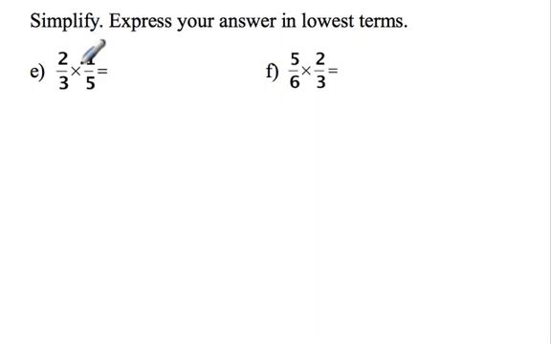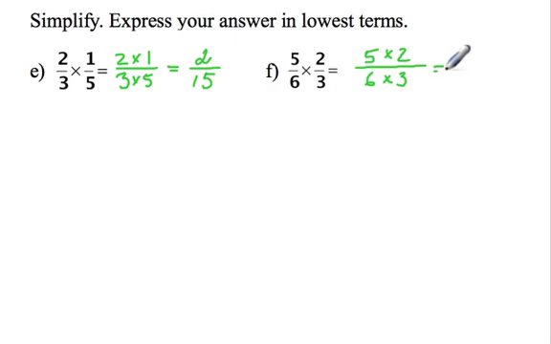Here we are asked to simplify, and in question E, the two fractions are multiplied. Remember, when you multiply fractions, you are multiplying the numerators, and then you're multiplying the denominators. So that equals 2 times 1, and in the denominator we have 3 times 5. That equals 2/15.